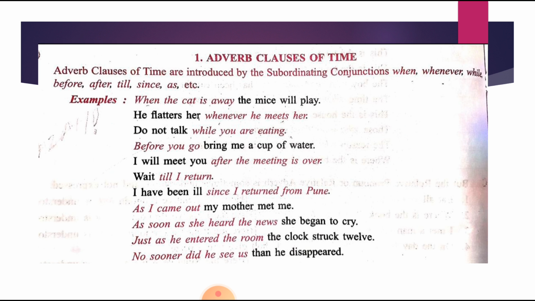In all these you can see the adverb clause of time. It introduces time, and it is introduced by a subordinating conjunction. See, when, whenever, while, before, after. It can be in the subject form or in the predicate form. Till, after, as soon as, no sooner, all these are subordinating conjunctions.